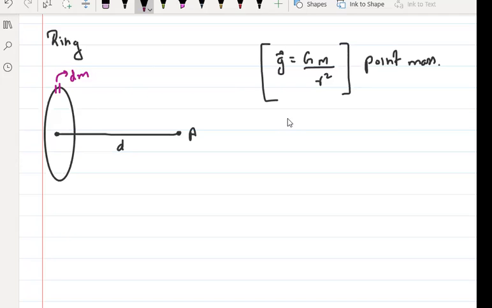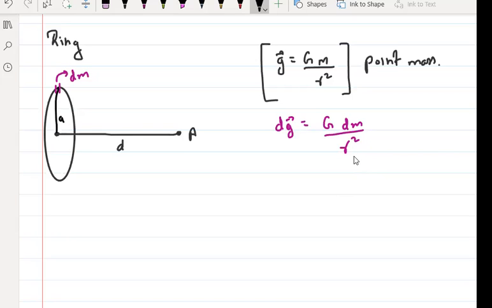Okay, now can I say that, if this is my mass, so now dg, because obviously this will be dg, na? So dg is basically G into dm by r square. Agree? Right? Now next question is, suppose this radius is given as a. What is this r? Tell me, what is this r?